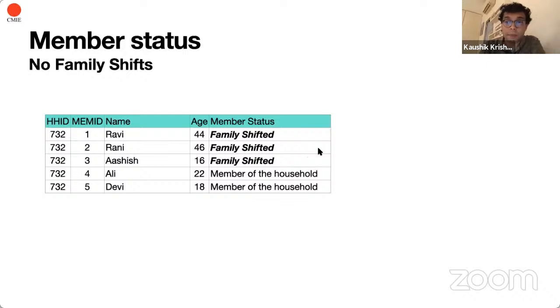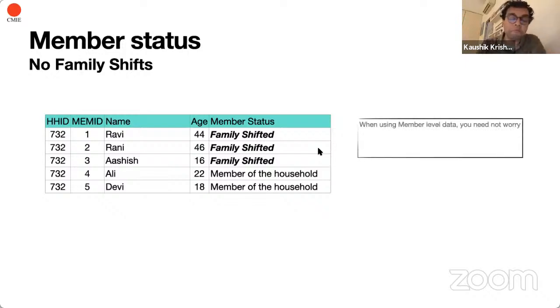Next, suppose that you don't want to include family shifted members in some analysis that you're doing. When you're handling member level data, you don't need to worry at all because those members are clearly marked as family shifted, so you can take them out and they're going to have weight 0. So even if they're included in some of your analysis, as long as you weight your observations appropriately, they're going to drop out of whatever analysis you're doing.